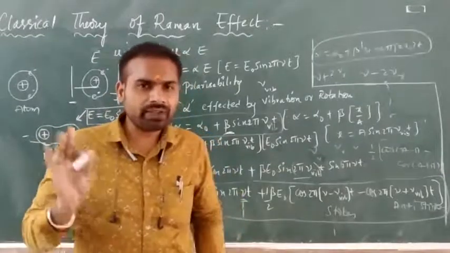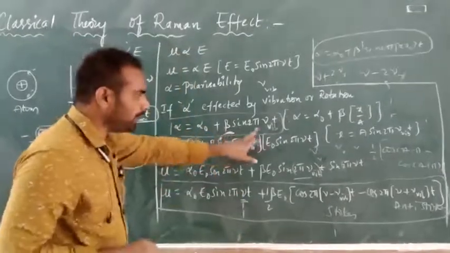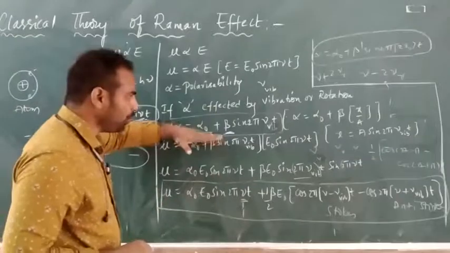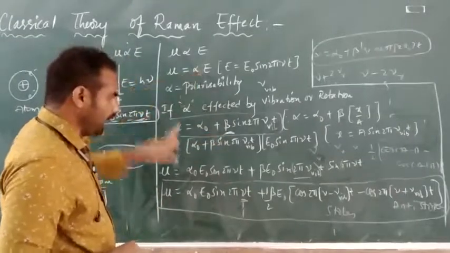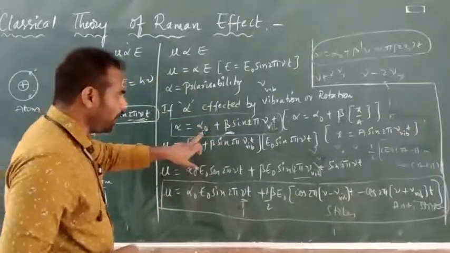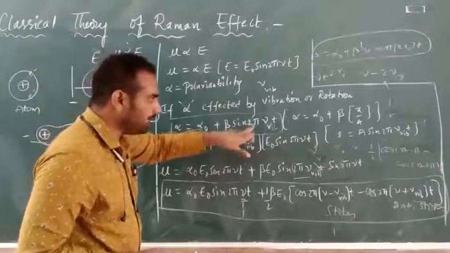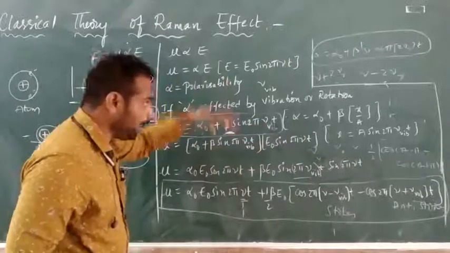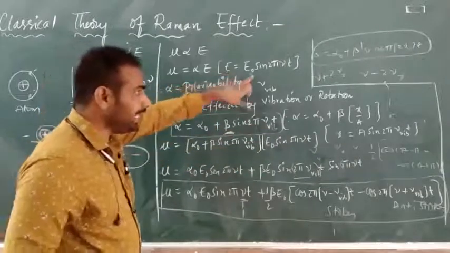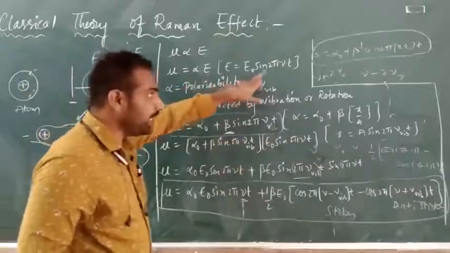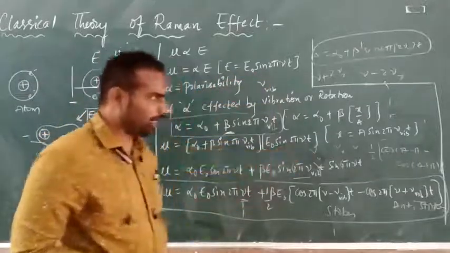Simple. Alpha is equal to alpha naught plus beta into sine 2 pi nu VIB into t. So substitute this value in this expression. You will get mu is equal to alpha naught plus beta sine 2 pi nu VIB into t, into E, which is nothing but E naught sine 2 pi nu t.